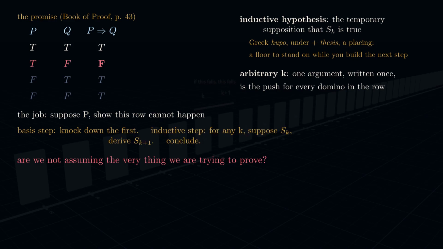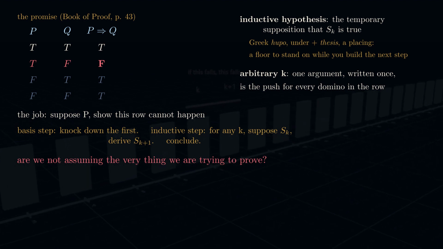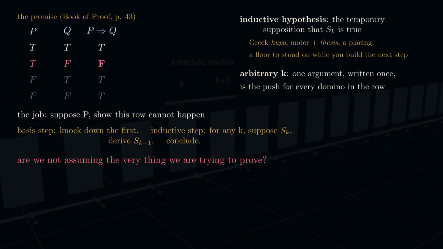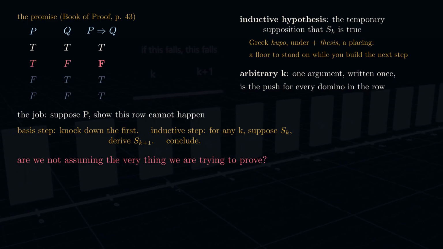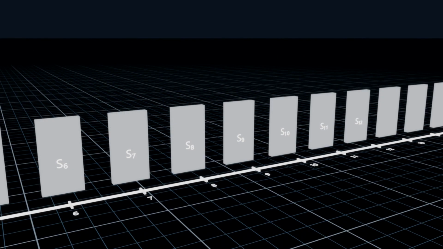Basis step. Knock down the first. Inductive step. For any k, suppose Sk, derive Sk+1. Then conclude. After the break, we do it, line by line, on the conjecture we started with.